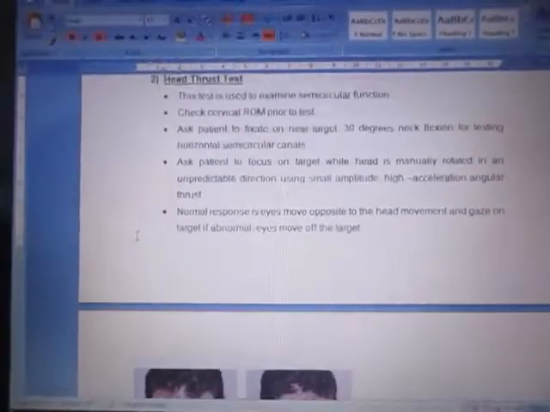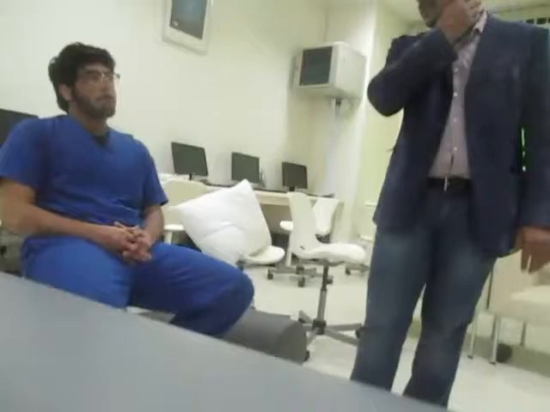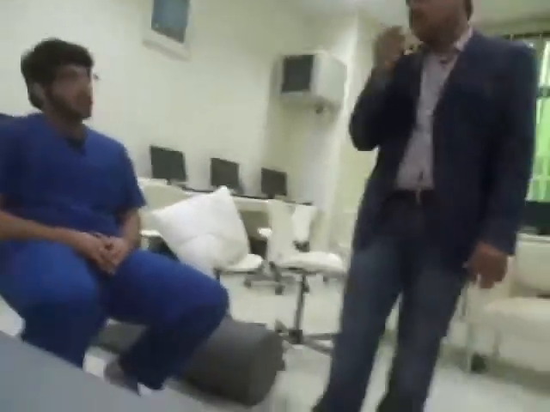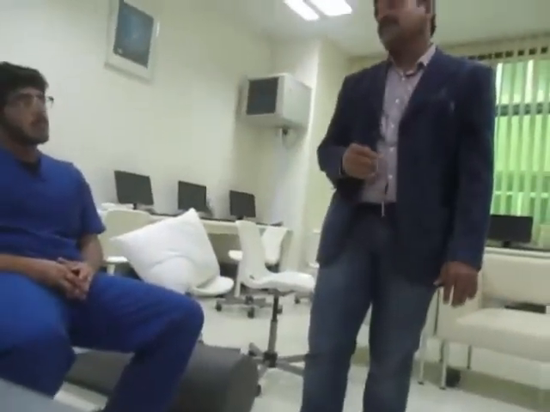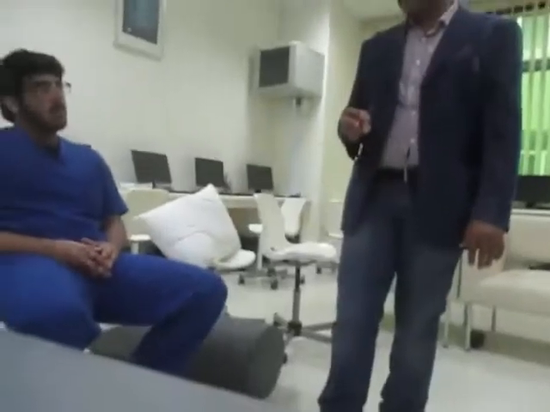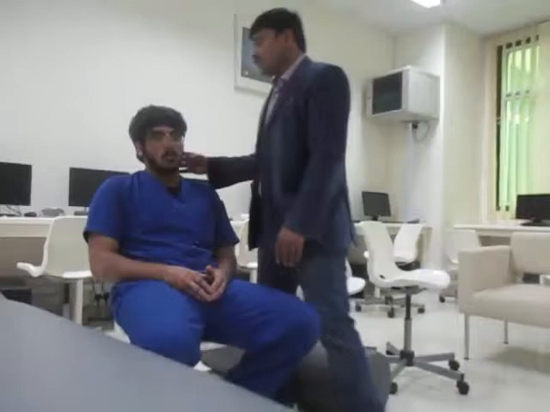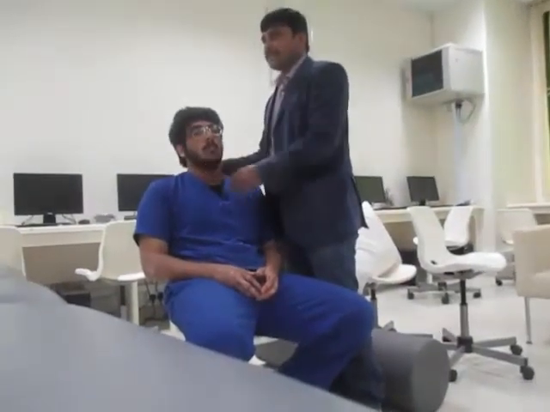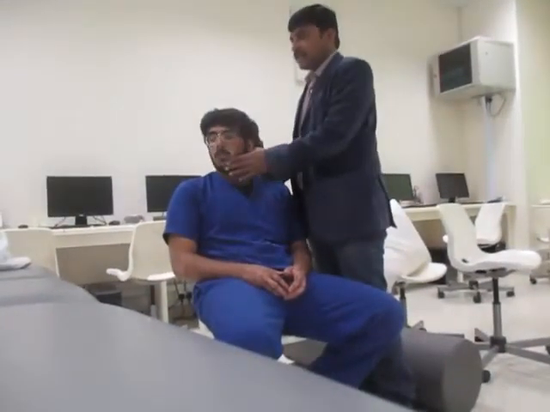So head thrust test is to test the function of semicircular canals. We have 3 semicircular canals: horizontal, that is lateral, anterior or superior, and posterior or inferior semicircular canals. Okay. Now, before doing this test, we have to check the range of motion of the cervical spine.